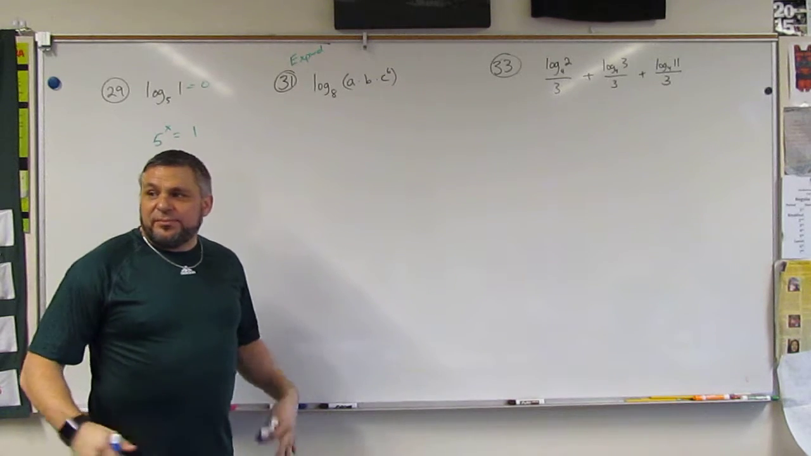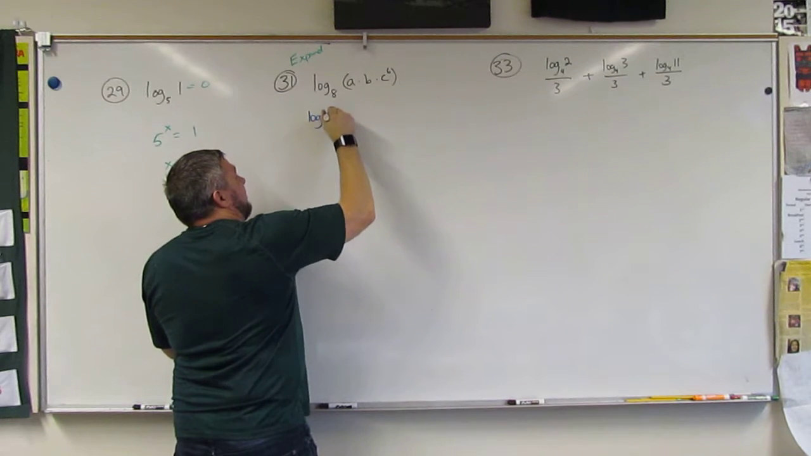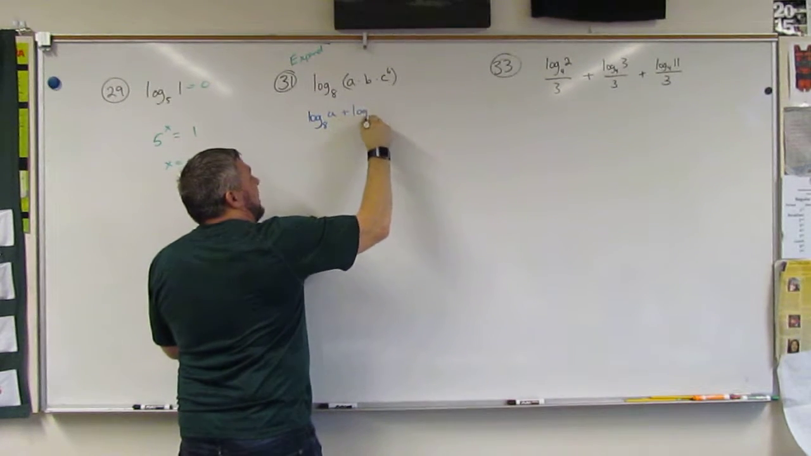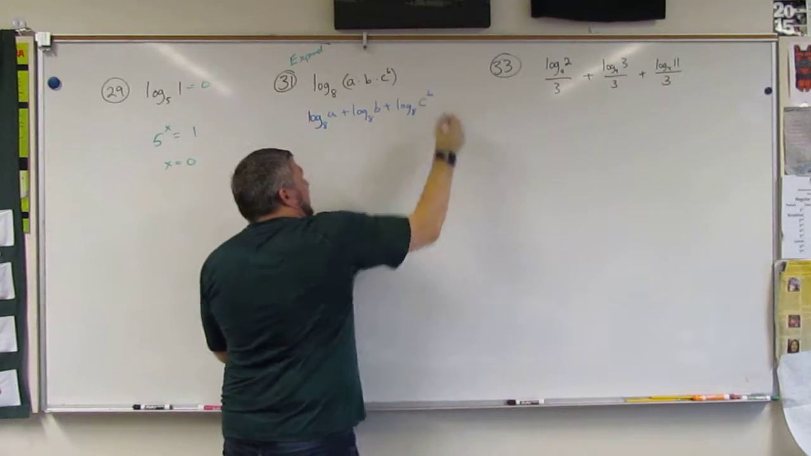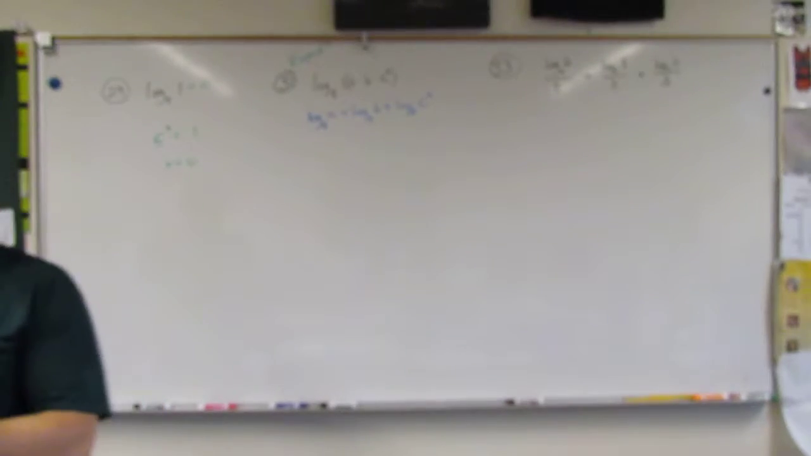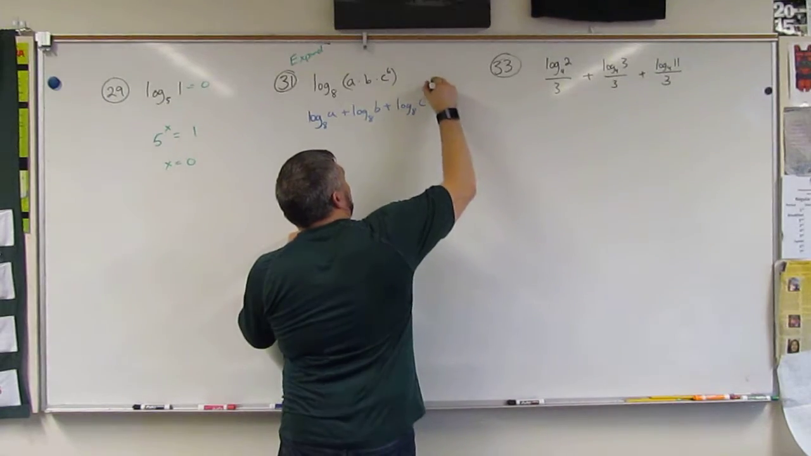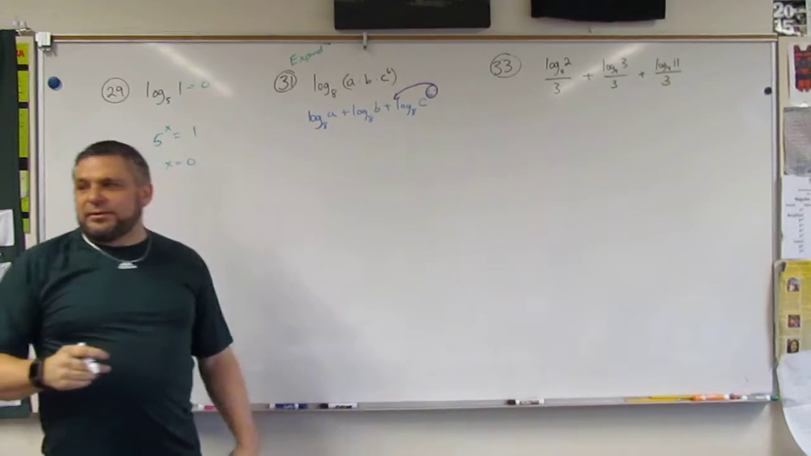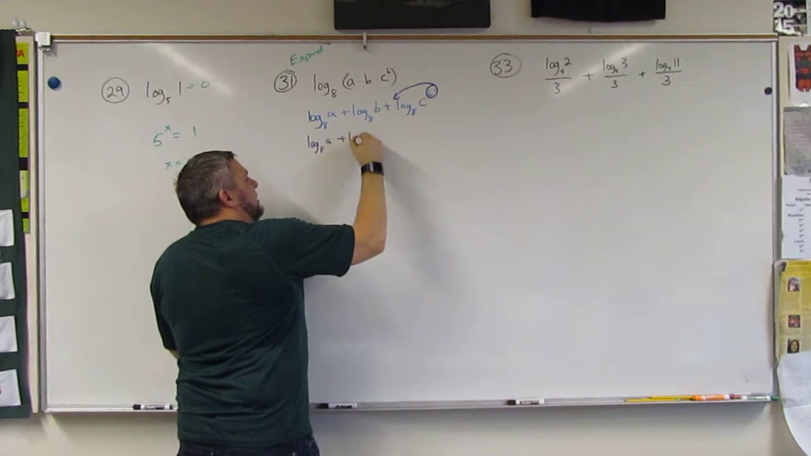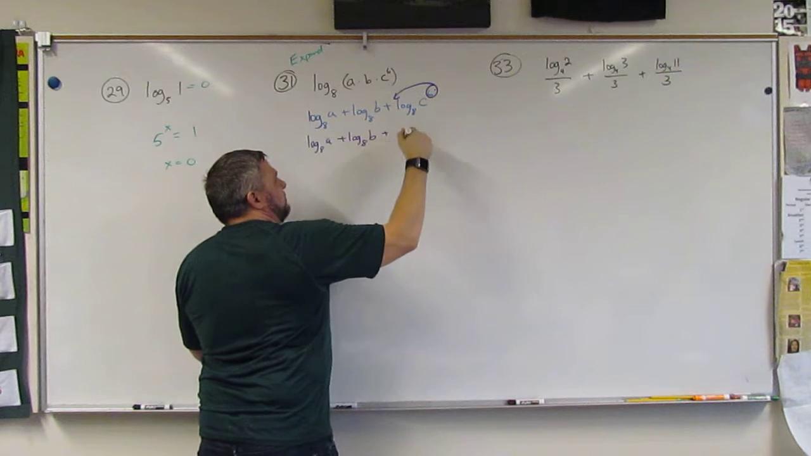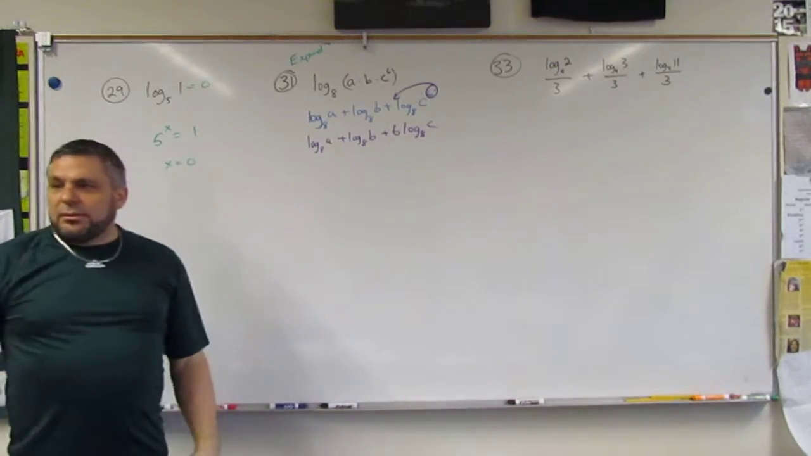When we multiply, what is that with logarithms? Adding. So what we're doing is log base 8 of A plus log base 8 of B plus log base 8 of C to the 6th, right? Then what do we do with that power, that C to the 6th? So we get log base 8 of A plus log base 8 of B plus 6 log base 8 of C. Done.